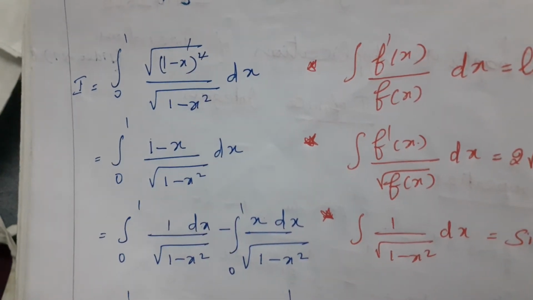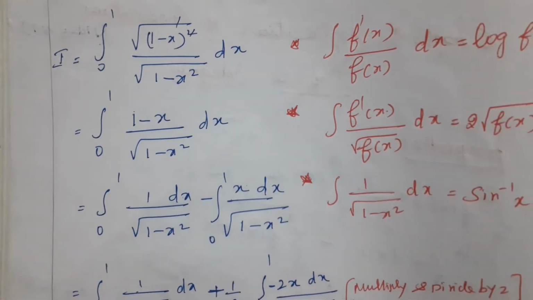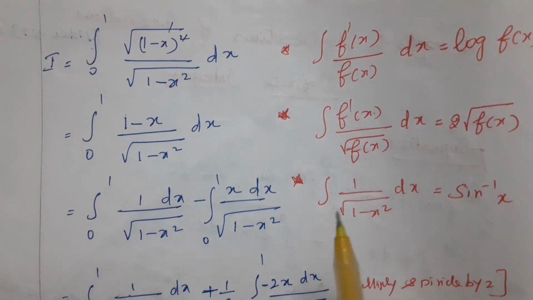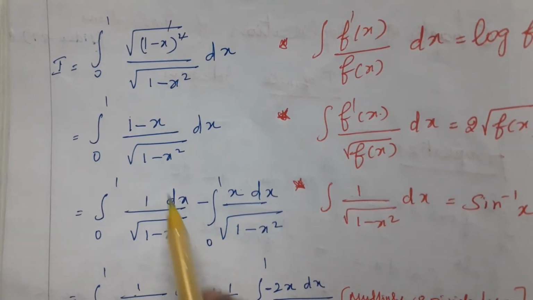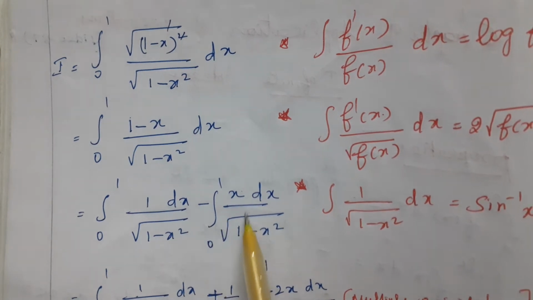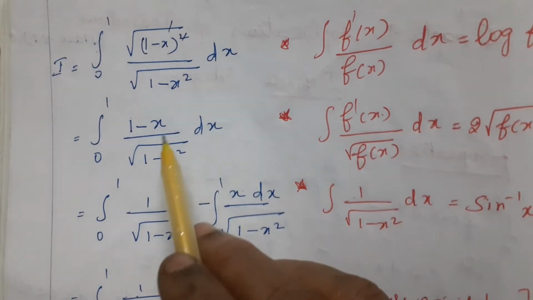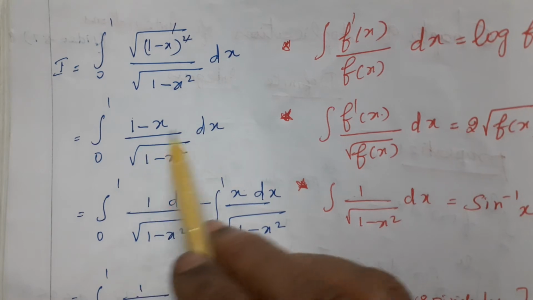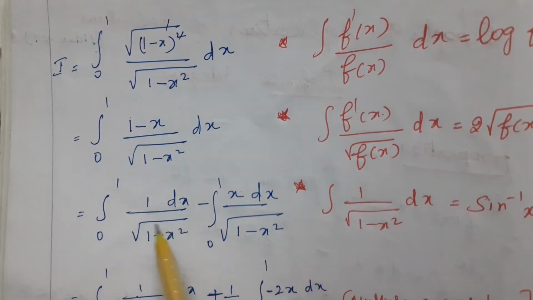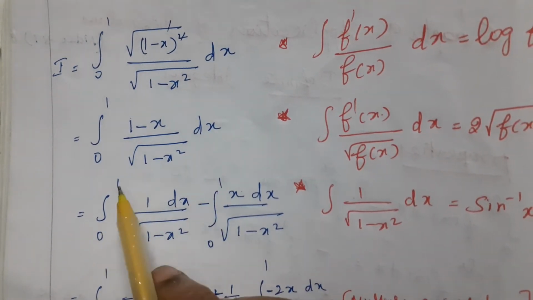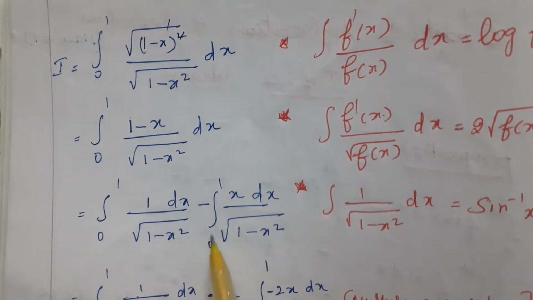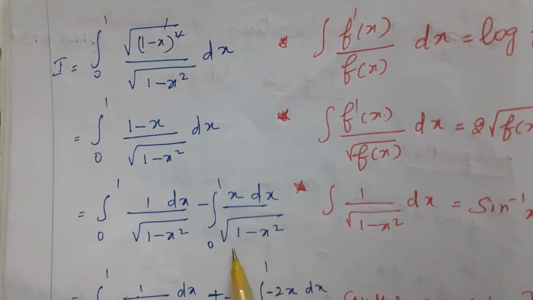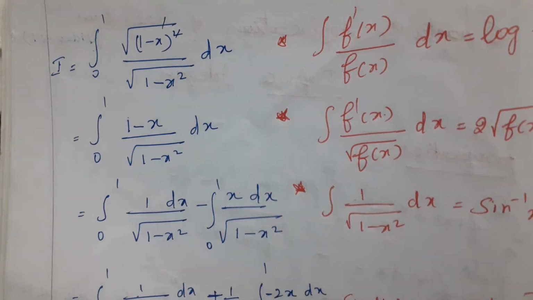Now, what is the next step? 1 minus x by root of 1 minus x square. Remember, we divide it into two functions: integral 0 to 1, 1 by root of 1 minus x square, minus integral 0 to 1, x by root of 1 minus x square. So this is divided into two integrations: integral of 0 to 1, 1 by root of 1 minus x square dx, minus integral of 0 to 1, x by root of 1 minus x square dx.